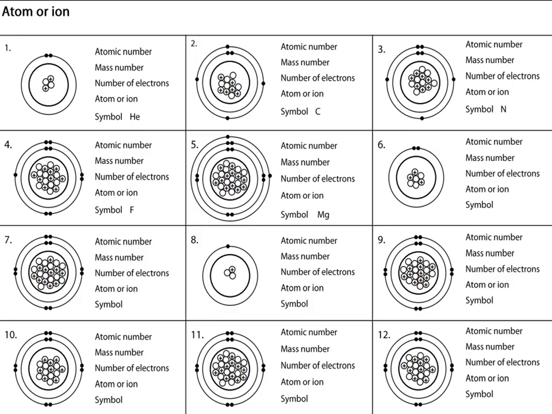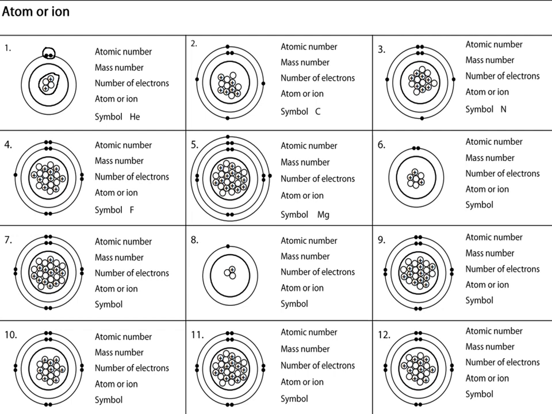So here we have different atoms that are found on the periodic table. So here you've got helium, number 1. So you've got 2 protons and 2 neutrons with 2 electrons on the first orbit.